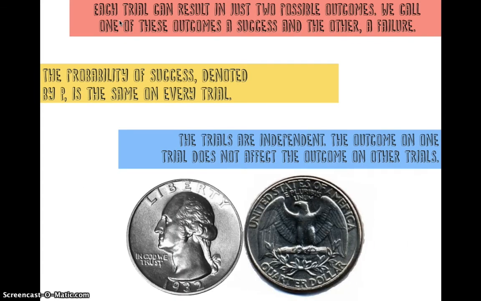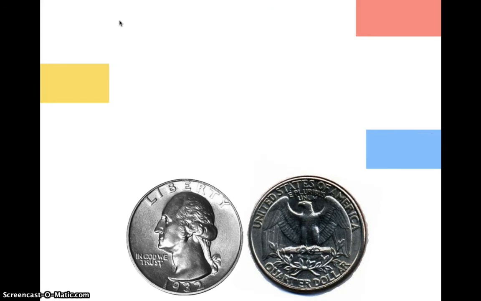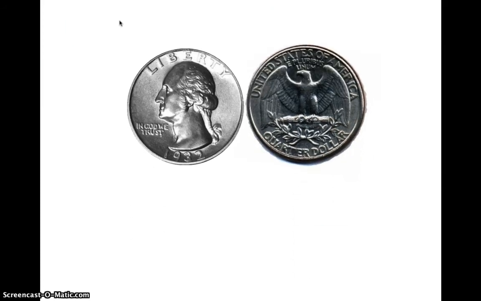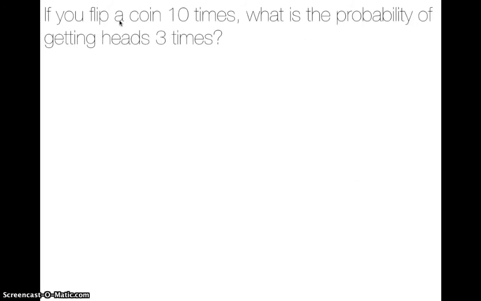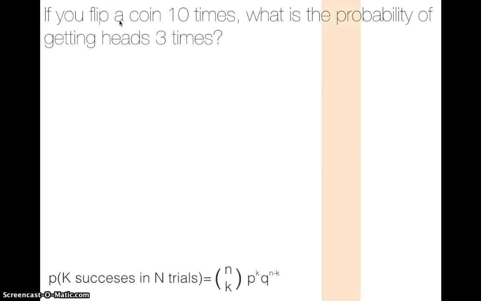As an example, imagine that you have a coin. Now a coin has two sides, so there is a 50% chance of getting heads and a 50% chance of getting tails. If you have as a question, if you flip a coin 10 times, what is the probability of getting heads 3 times? Now let's go back to our formula. P(K successes in n trials) equals n choose K times p to the power of K times q to the power of n minus K.